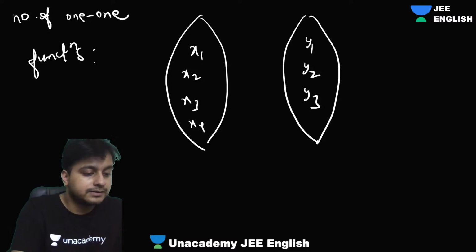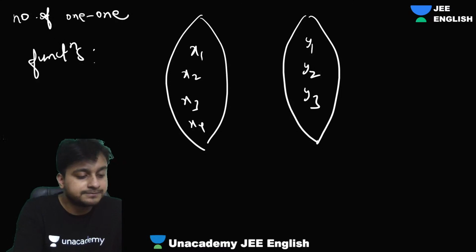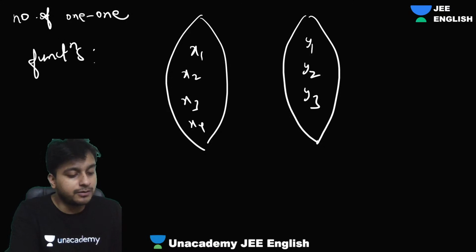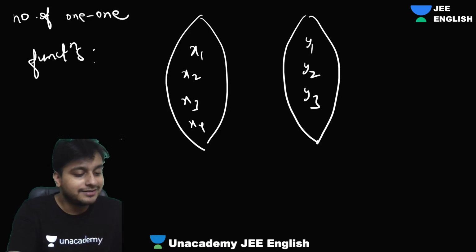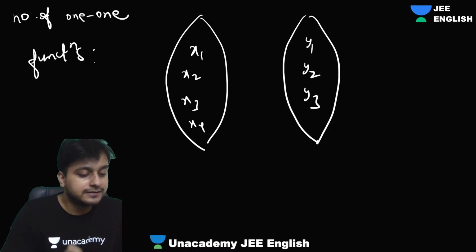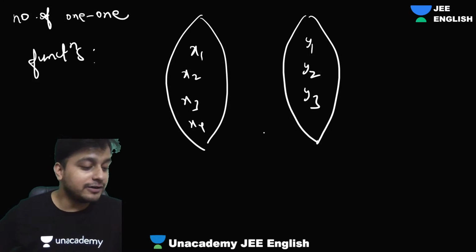Tell me, guys. What will be the answer? Here, number of one-one functions in this case. What will be the answer? Tell me. Come on, guys. Come on. Tell me number of one-one functions here. Will it be 3p4? That will be wrong, right? Yes, 0. Very good, Shivani.